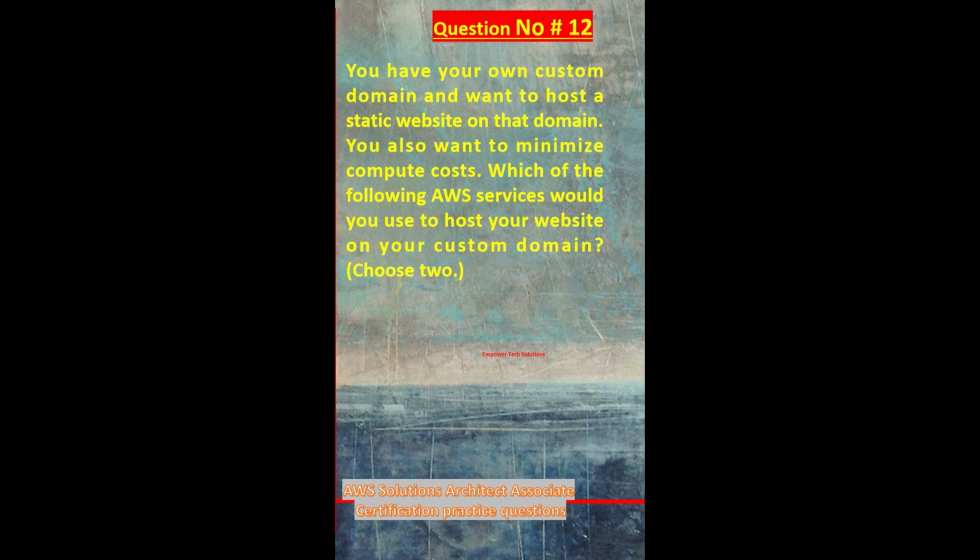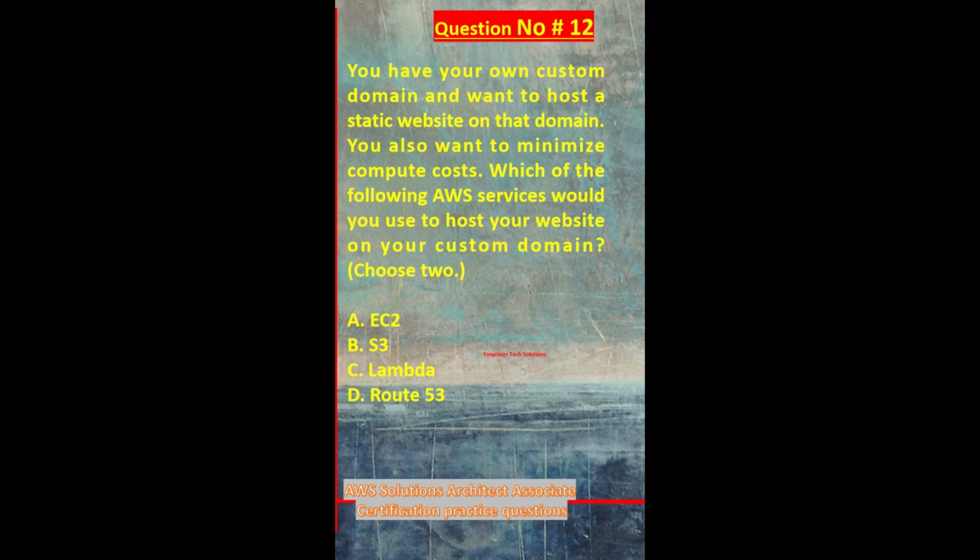You have your own custom domain and want to host a static website on that domain. You also want to minimize compute costs. Which of the following AWS services would you use to host your website on your custom domain? Choose 2. A. EC2. B. S3. C. Lambda. D. Route 53.